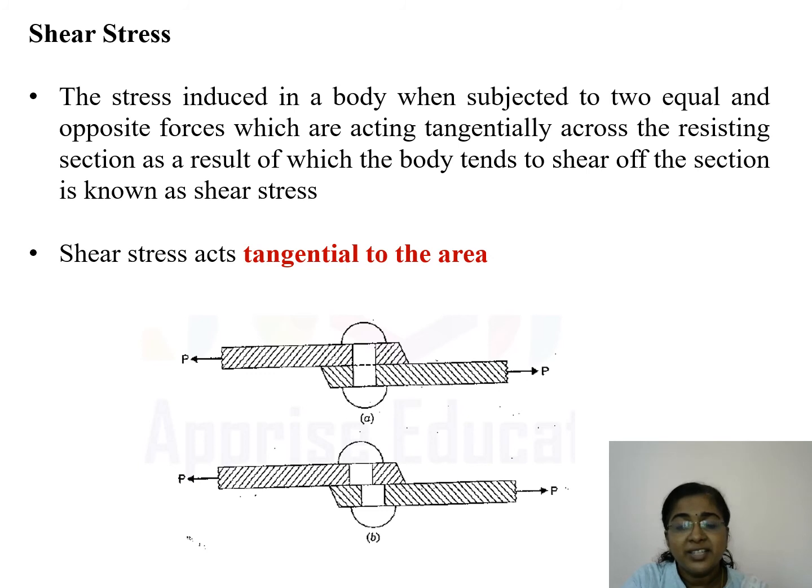And next is the shear stress. The stress induced in a body when subjected to two equal and opposite forces acting tangentially across the resisting section, as a result of which the body tends to shear off the section, is known as shearing stress. Here the things to be noted are that the force is acting tangential to the resisting section, and the tendency of the body is to tear off the section. In this figure, the force P is acting tangential to the surface and the joint, and it has a tendency to tear off. It will be clearer from what follows.